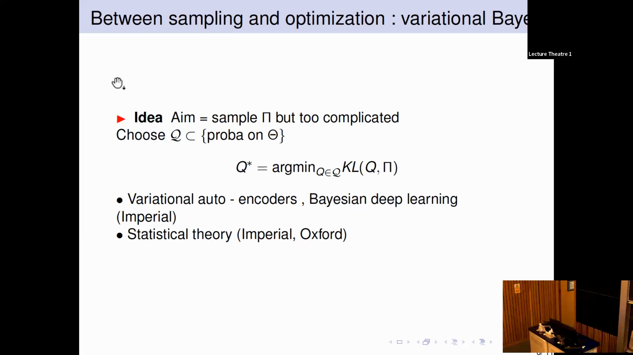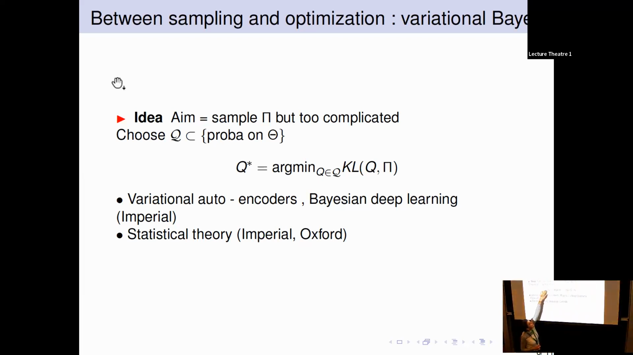So you choose a set of possible distributions that you can sample from. And among these possible distributions on theta, script Q here, you're going to choose the one that's a minimizer of the Kullback-Leibler divergence between Q and pi. That's called the variational Bayes method. This has the advantage that it's supposed to be not too far from pi, hopefully, and you can sample from it. Of course, it raises lots of questions because it's supposed to be not too far, but you don't know. So it can be quite different.